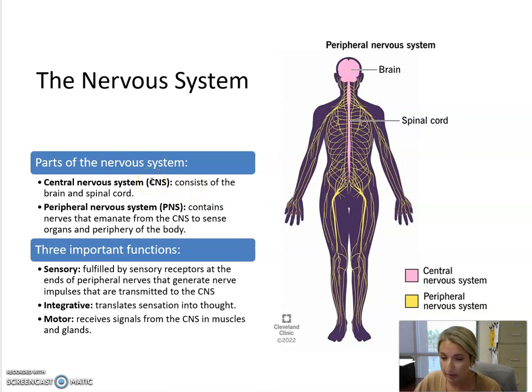The nervous system collectively has three important functions: sensory, integrative, and motor. So the sensory portion is fulfilled by sensory receptors that run throughout the peripheral nervous system. They are obviously going to send impulses back to the central nervous system, being the brain and spinal cord. Within the central nervous system, specifically the brain, those sensory impulses are integrated into thought, and eventually new impulses are sent out to motor neurons throughout the body for the final motor function, which is going to regulate muscular movement.